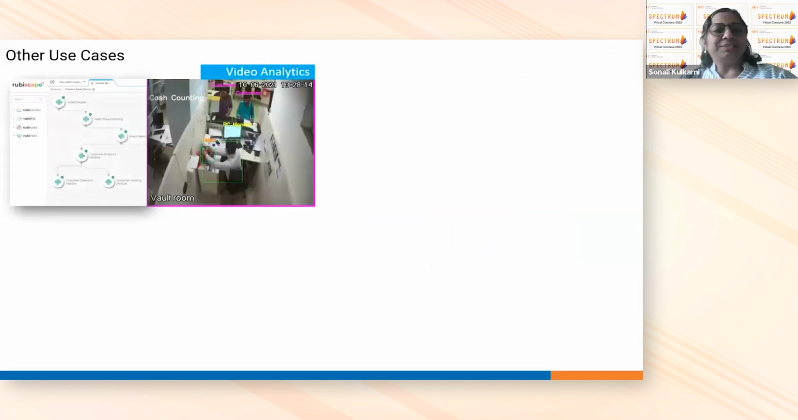The other use case, again a very interesting one that we recently delivered to one of the banks, was video analytics. As you can see, there is a RubyScape model over here, and we are monitoring the cashiers and the vault room, the cashier's room. There were certain expectations, and unfortunately I don't have that video access right away with me. But yes, we identified different anomalies, like when the room is unattended, there is no one in that room, a room full of cash and no one in it.